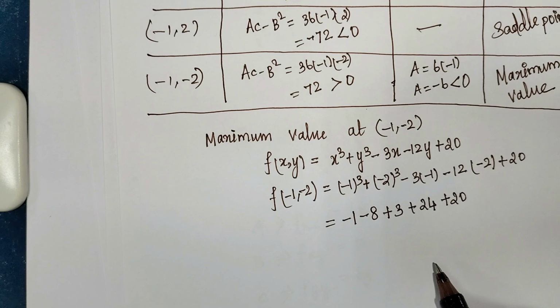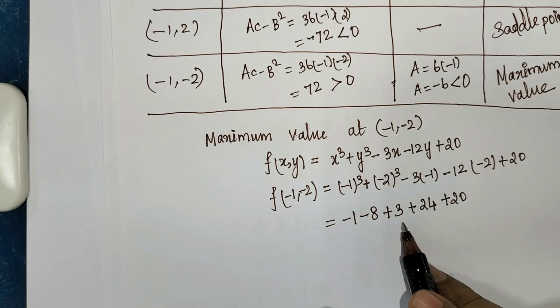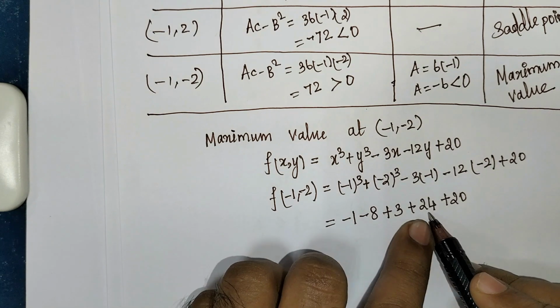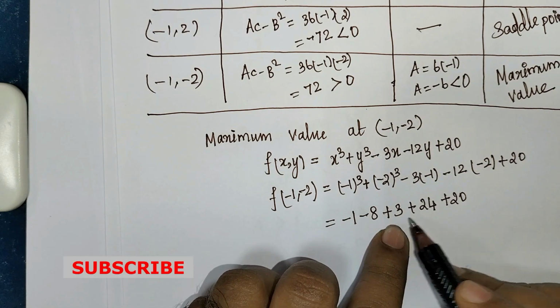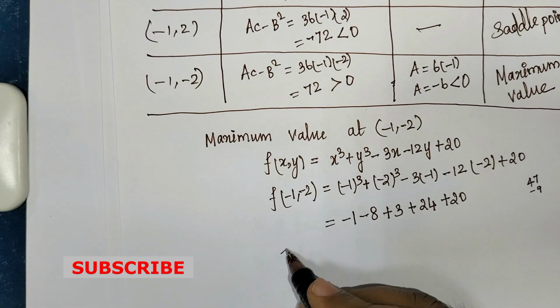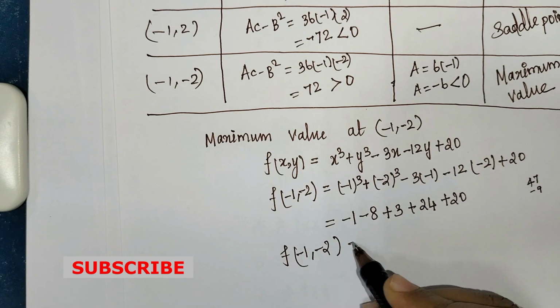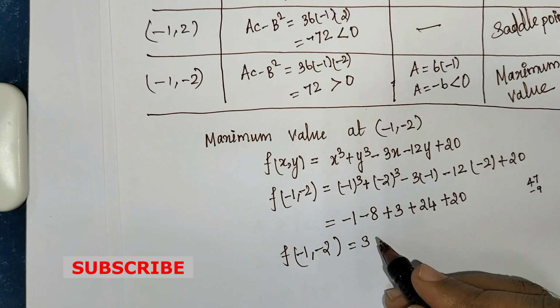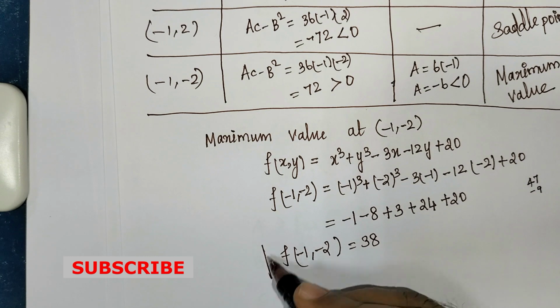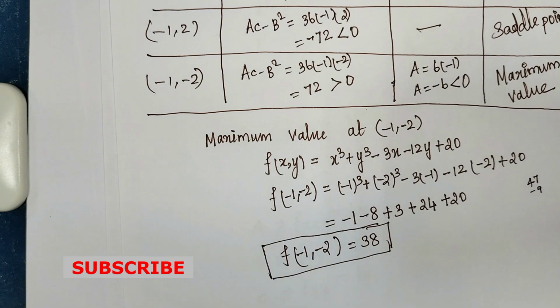Now you can add all the values: 44, 47, and -9. That means you will get f(-1, -2) equal to 38. Is this your maximum value at the point (-1, -2)?